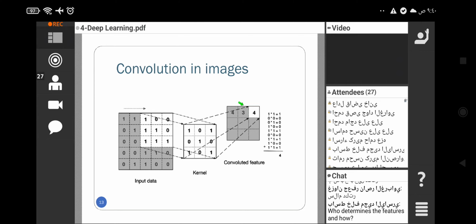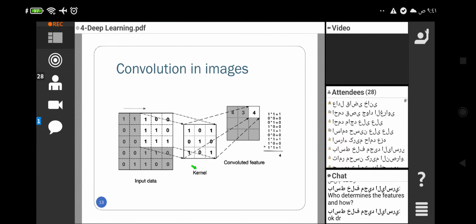The features are the results of the convolutions. Okay, the features that we have in the feature extraction layer are the result of the convolution operation. And in the convolution operation, I said that we have a kernel or a filter. This kernel or filter is a matrix, and this is the input.